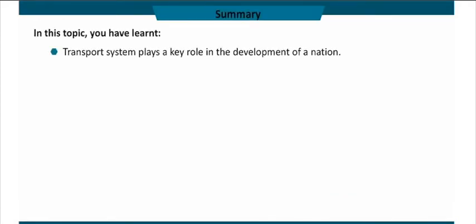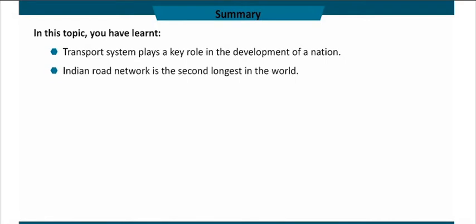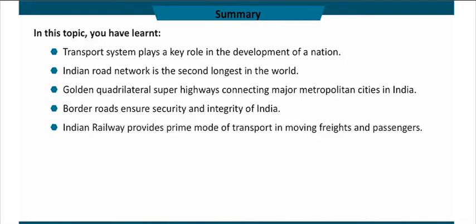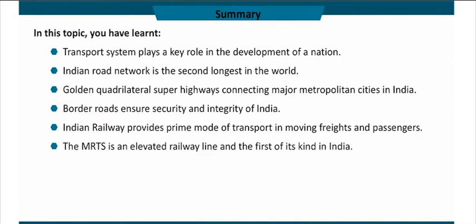In this topic you have learnt, transport system plays a key role in the development of a nation. Indian road network is the second longest in the world. Golden Quadrilateral Superhighways connect major metropolitan cities in India. Border roads ensure security and integrity of India. Indian Railway provides the prime mode of transport in moving freight and passengers. The MRTS is an elevated railway line and the first of its kind in India.